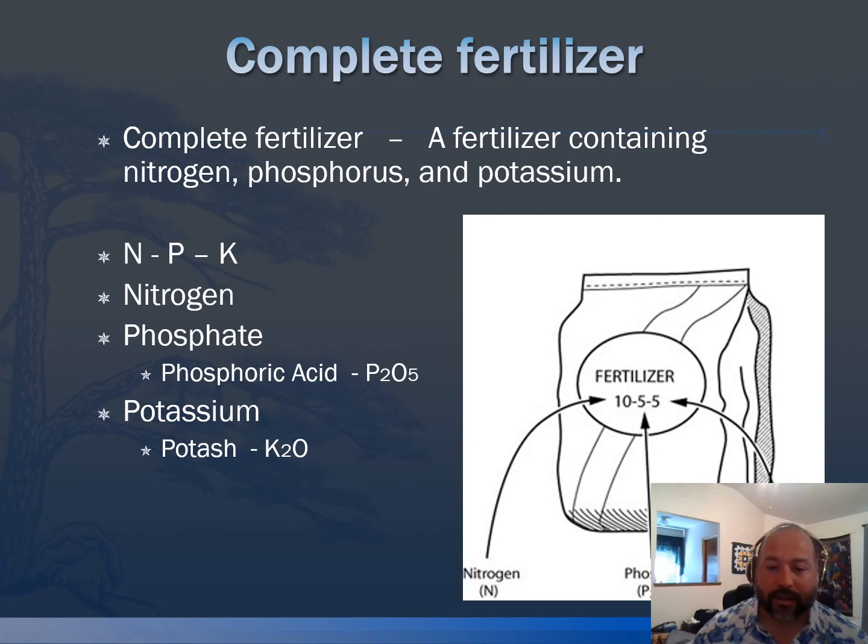And so if we take a look at this bag here, I know my picture's in the way, but this first number is going to be nitrogen, your second number is going to be your phosphorus, your third number is going to be your potassium. So your phosphorus is going to be phosphate, and it's usually going to be phosphoric acid, and the potassium is going to be in the form of potash. And so let's take a look at, because we got these three numbers like 10, 5, 5 here, what does that actually mean?